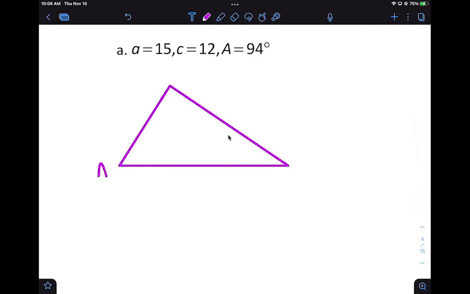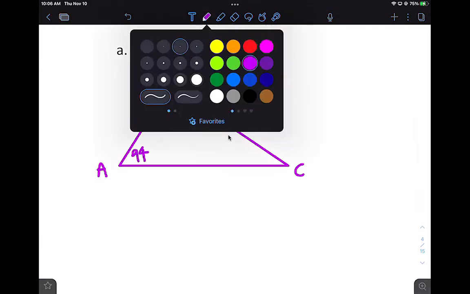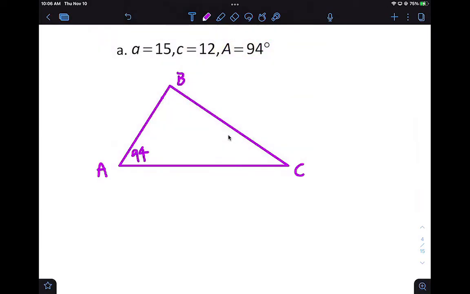I'm going to put A down here, B, and then C for your angles. And we know angle A is 94 degrees. I'm going to make that font a little bit smaller. And then we know side A is across from that, and that's going to be 15. Side A is across from angle A. So A right here, that's 15.